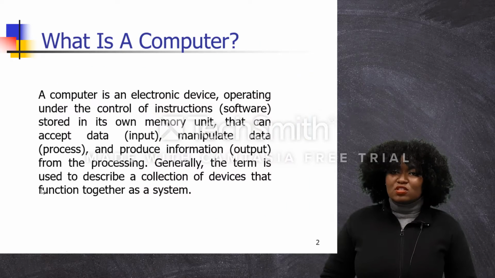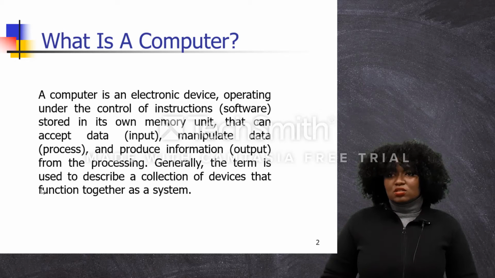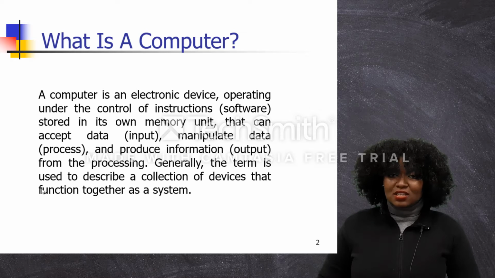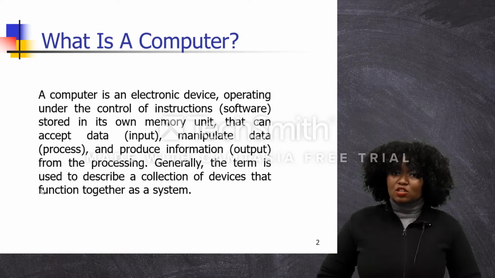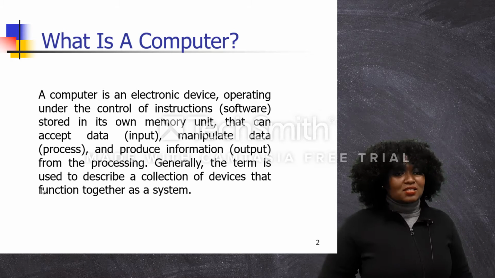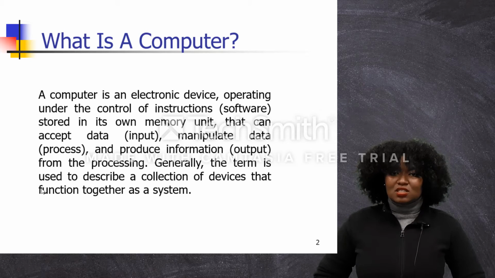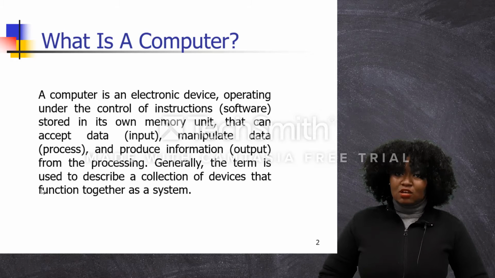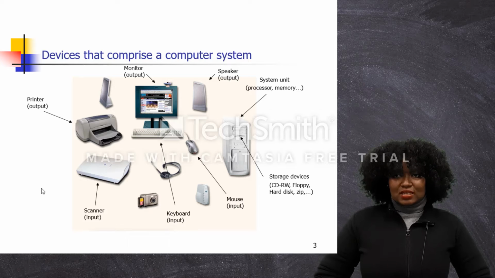So basically we have different definitions of computers, and one that we commonly use is: a computer is an electronic device operating under the control of instructions, a software stored in its own memory unit, that accepts data, which is input, manipulates the data, which is the whole process of data, and produces information, which we call output, from the whole process of processing.